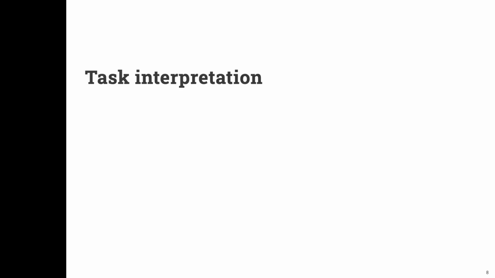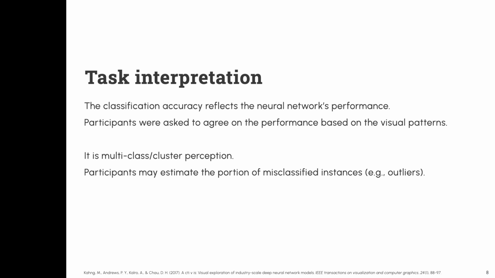Classification accuracy reflects the neural network's performance. Therefore, this task essentially asks participants to judge the neural network's performance. It is a multi-class perception problem and takes a bit of thinking, and this task happens when the model designers try to identify misclassified instances to improve or debug a neural network model.